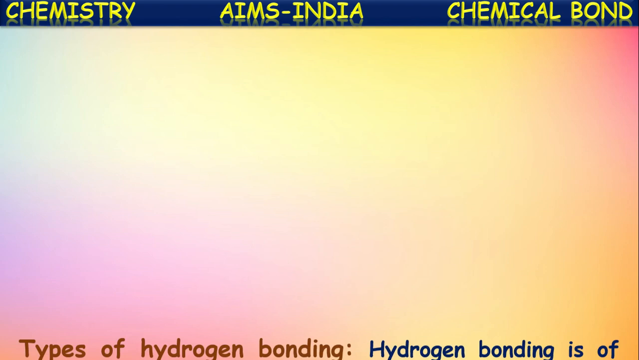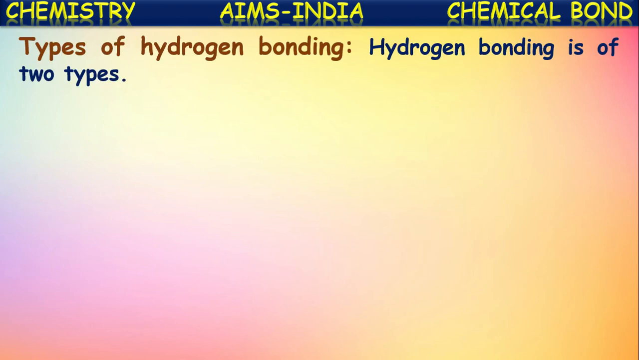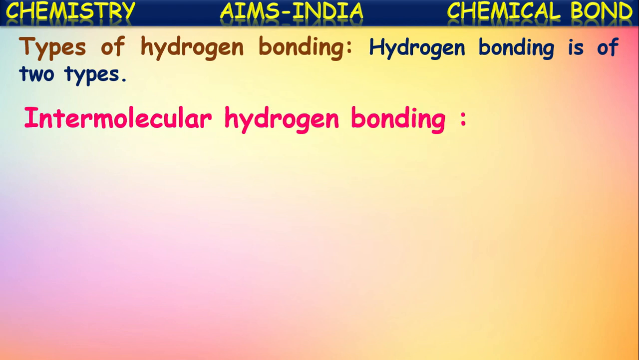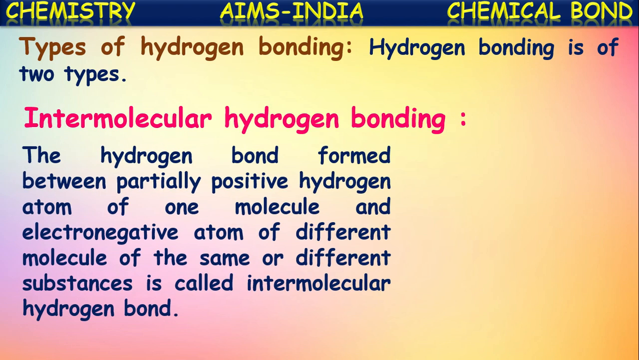Now the types of hydrogen bonding. Hydrogen bonding is of two types based upon which molecules the atoms are participating from. These can be classified into intermolecular hydrogen bonding and intramolecular hydrogen bonding. Let us see them one by one. First, let us discuss intermolecular hydrogen bonding.